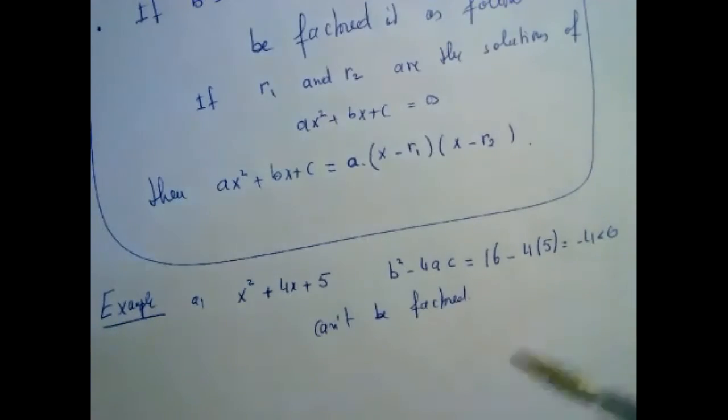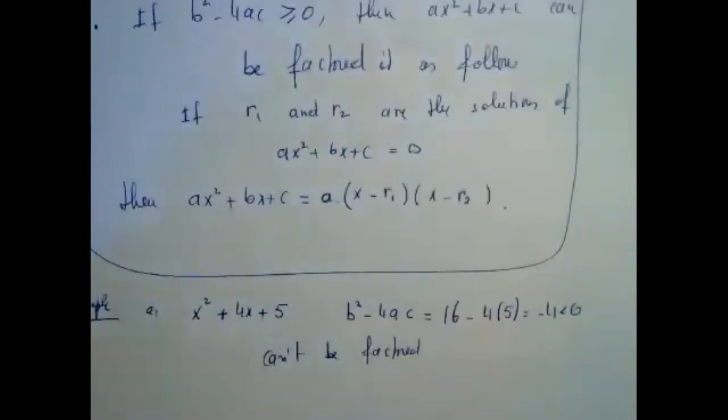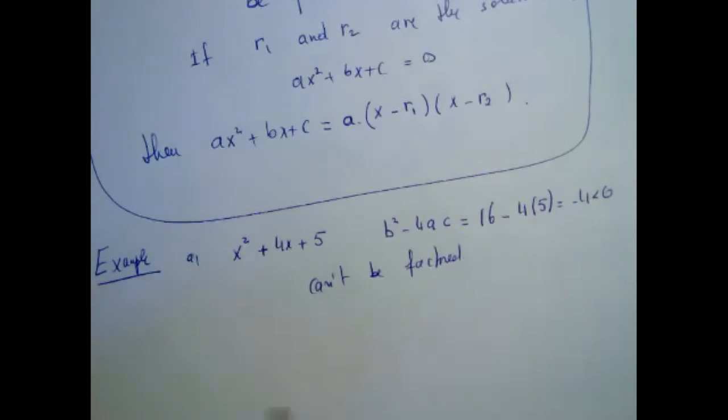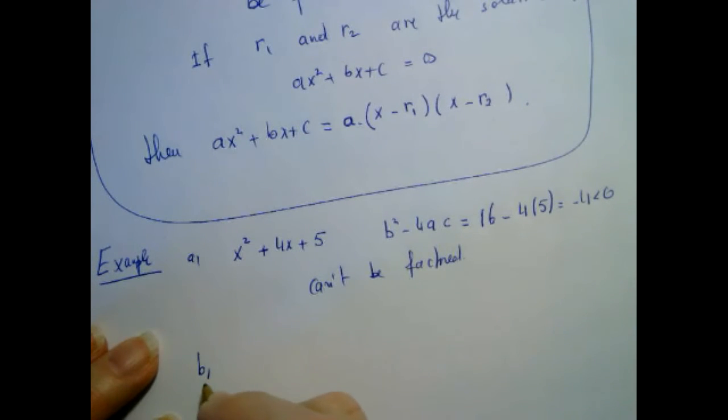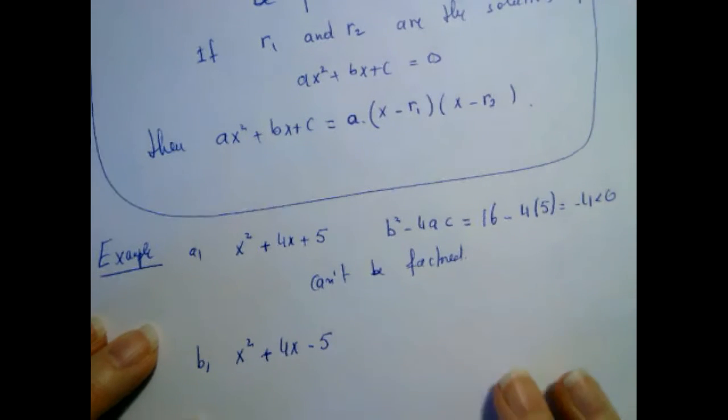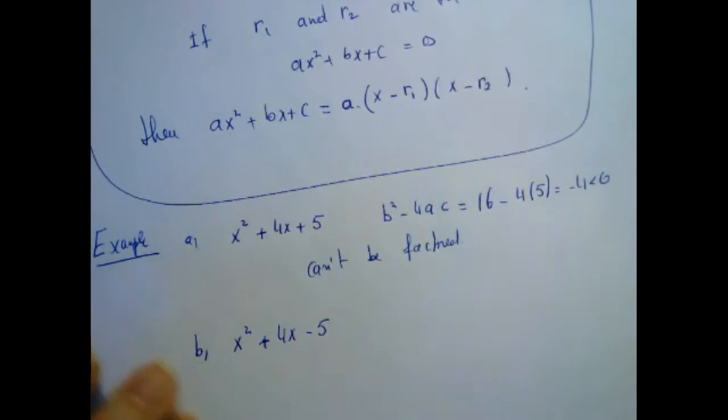Regardless of what you try, there is no way you can write this as a product of two linear factors like this. Okay, another example. If I put x squared plus 4x minus 5, the question is, can we factor it?